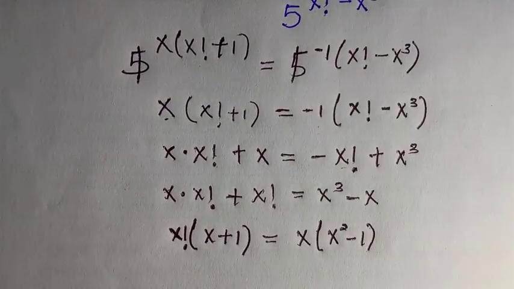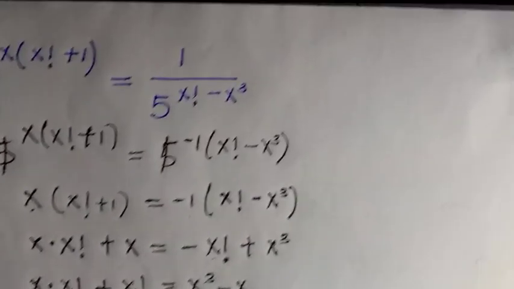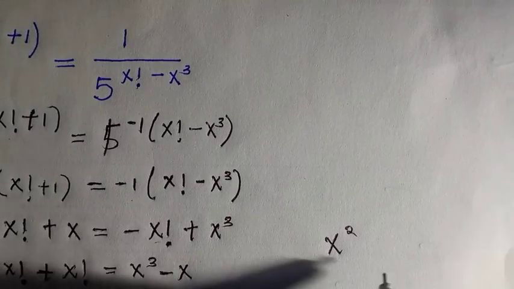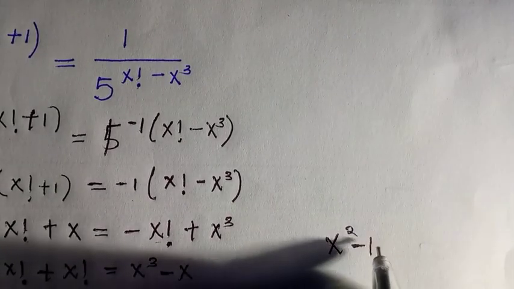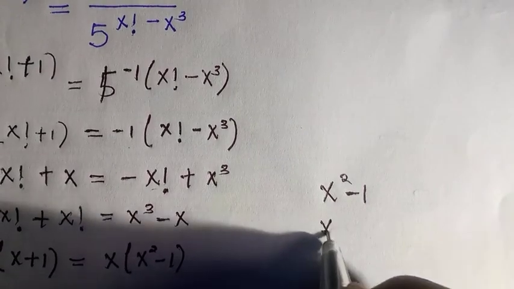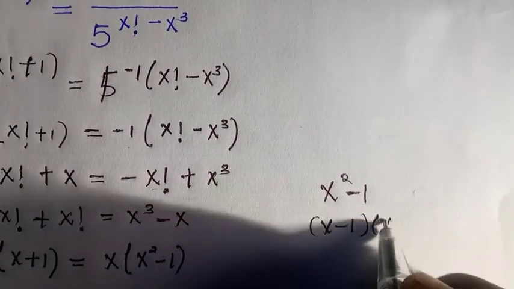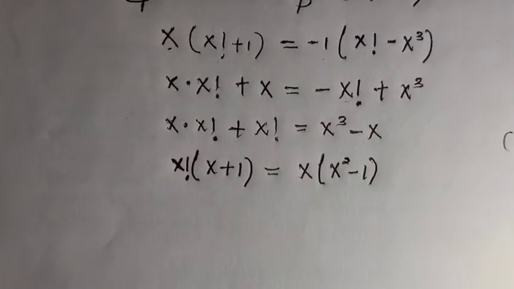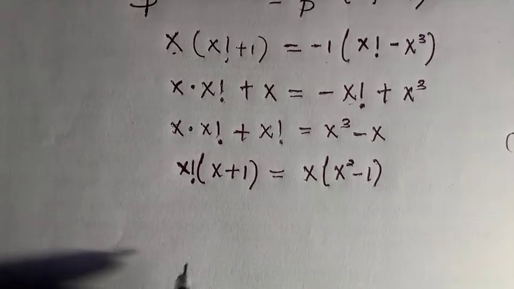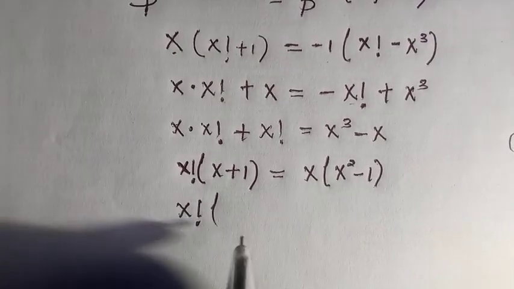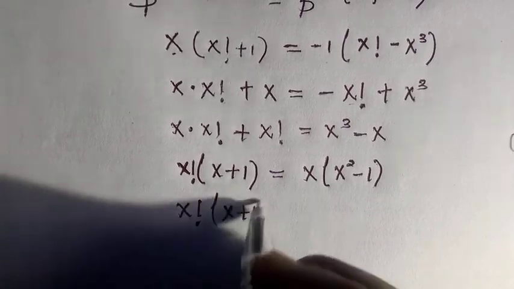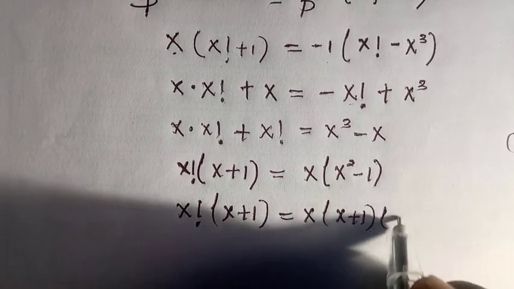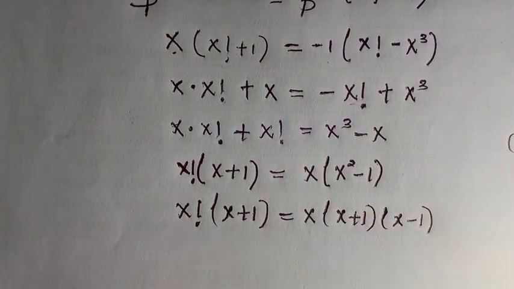minus 1. But this x squared minus 1, we consider it as a difference of two squares, then we have x squared minus 1, where 1 squared is still 1. So the output of this is (x - 1)(x + 1). So we replace x squared minus 1 with what we get above. Then we have x factorial times (x + 1) equals (x + 1)(x - 1).